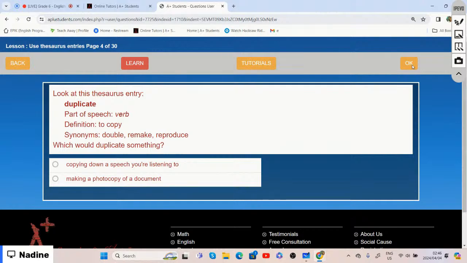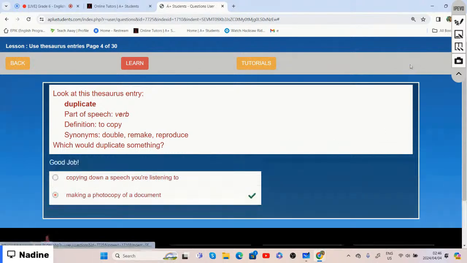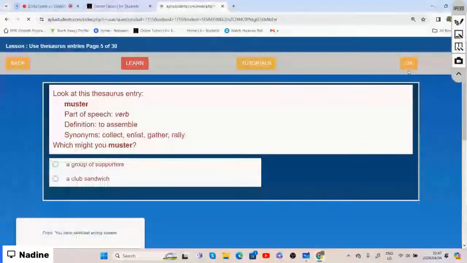Remember, if you're copying down a speech that you're listening to, you're going to write it in your own words that make sense to you, which means that it's not a copy of what somebody said. It is more like a paraphrase into your own words of what you can still remember of what someone said. But a duplicate is a copy of a specific thing. It's a double of something, to remake something. So we can say a duplicate is making a photocopy of a document. Yes. All right. Well done, everybody.